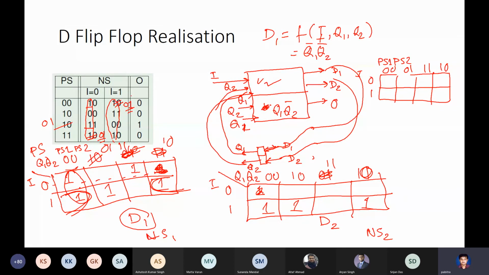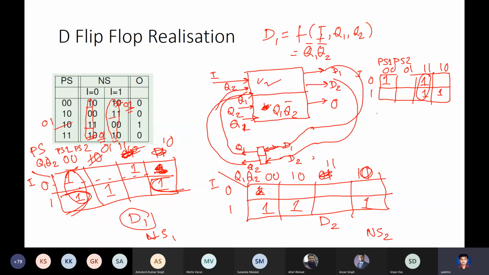Okay, so now let's do it. Let's look at the first row. There is a 1 at 0 0 and a 1 at 1 1. Next, I equal to 1. It's 1 at 1 0 and 1 1. So this is the Karnaugh map. So the only minimization you can do is this.